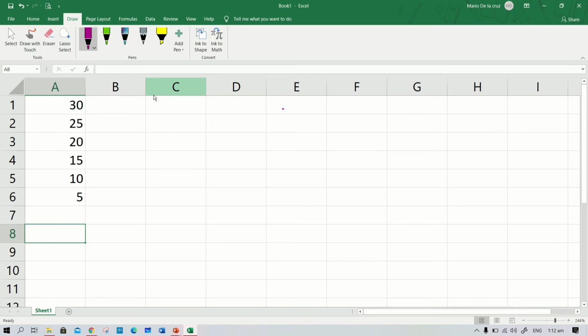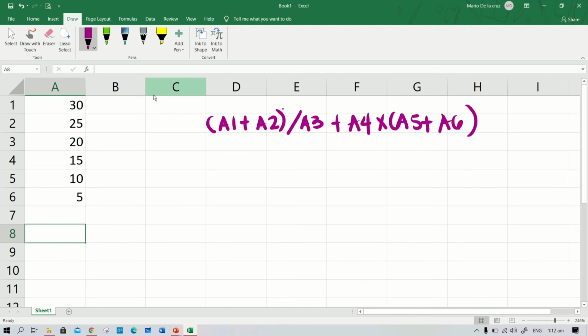Our last example, let's say gagamit tayo ng multiple operation. Let's say we're going to evaluate A1 plus A2 divided by A3 plus A4 multiply to, let's say, A5 plus A6. So, in this example, meron tayong multiple operators. So, una is alamin natin kung ano yung magiging sagot nito if we're going to use the formula.